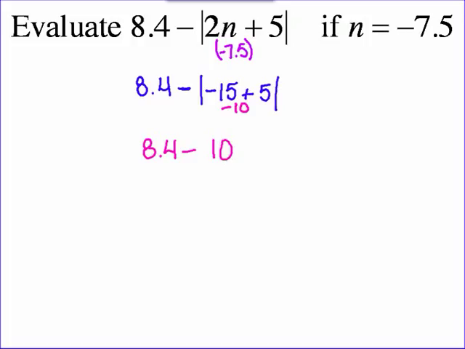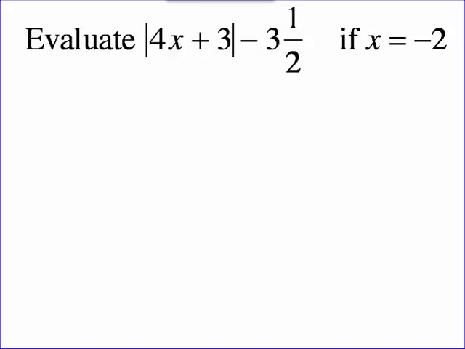If I subtract 8.4 minus 10, what do I get? Negative 1.6. Very good. So that's going to be the first part of your homework today. You're just going to be plugging numbers in, very similar to what we've done in the past. We've just now got absolute value thrown into the mix. So let's go ahead and look at another one.